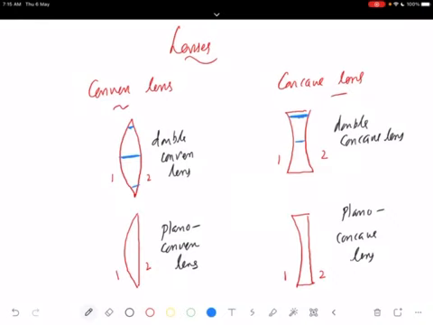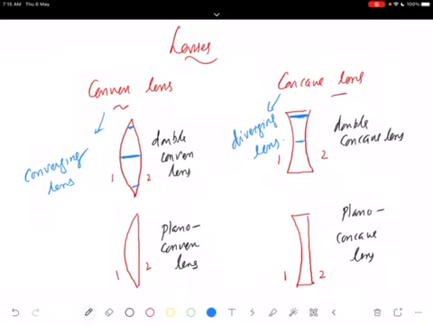So I repeat, convex lens is thicker at the middle as compared to the edges, and concave lens is thicker at the edges than at the middle. And convex lens is also known as converging lens. Why? We'll be explaining on the way. Concave lens is known as diverging lens. So these are the main points. Convex lens is known as converging lens and concave lens is known as diverging lens.